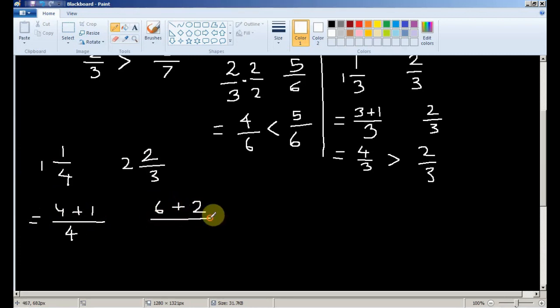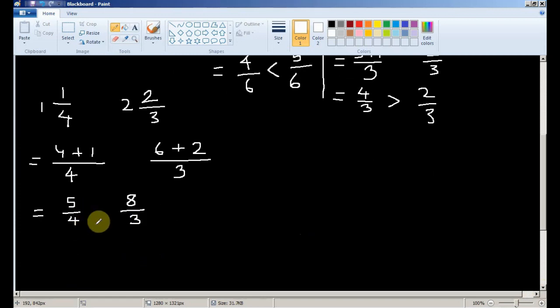If you remember one of my previous videos, I talked about how to convert mixed numbers into improper and improper into mixed numbers. So you can go and watch that to understand how I do this multiplication and know how to convert this into improper fractions, if you're not aware of it. Okay, 4 plus 1 is 5 by 4, and then you have 6 plus 2 is 8 by 3.